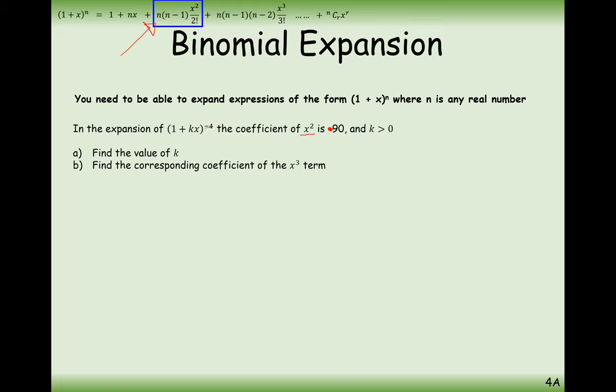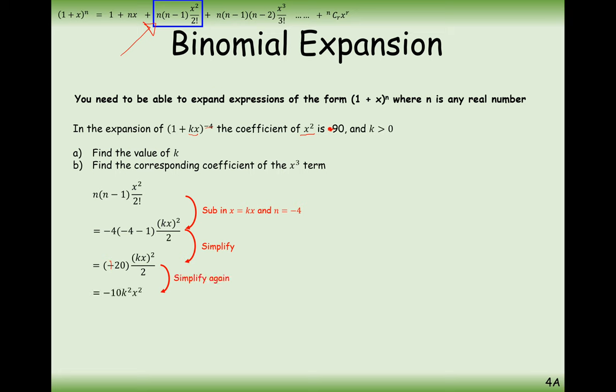We know that n is going to equal minus 4, and we know that x is going to have to be turned into kx. So substituting both of these in, x has to turn into kx and n has to turn into minus 4. In this case, we're going to get minus 4 times minus 5, which is going to give us 20, and this is going to be equal to kx squared all over 2. Simplifying this, we get positive 20 kx squared all over 2. Simplify again and we get positive 10 k squared x squared.